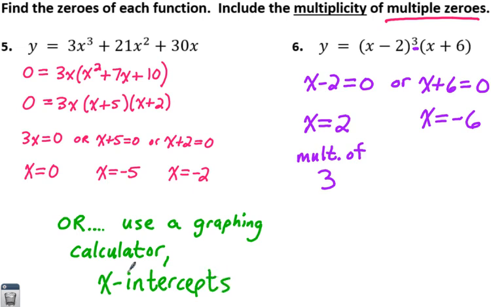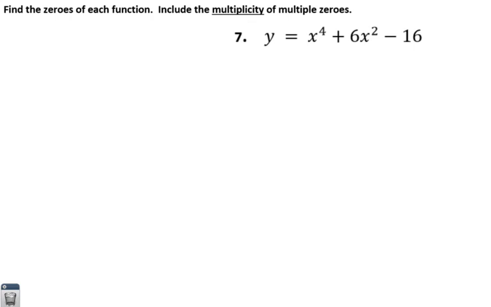So graphing it, you can just do number 5 that way. Graph it and see that the graph is going to cross the x-axis exactly at 0, exactly at negative 5, and exactly at negative 2. Okay? Number 6, I don't know if that strategy applies since they've already factored it for you. But I wonder if the graphing method will work for number 7.